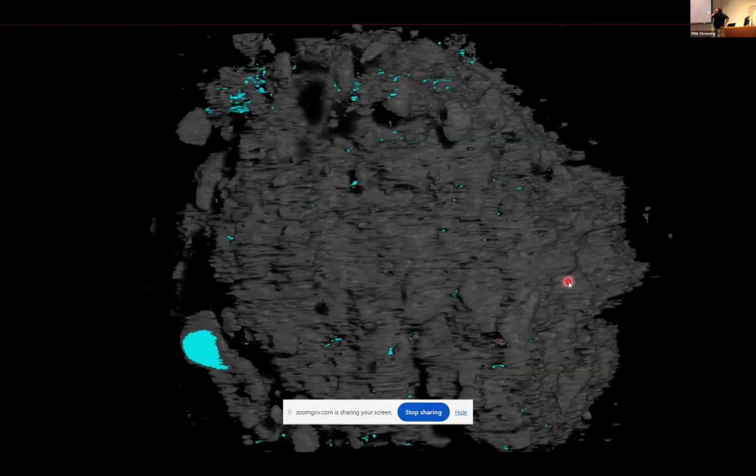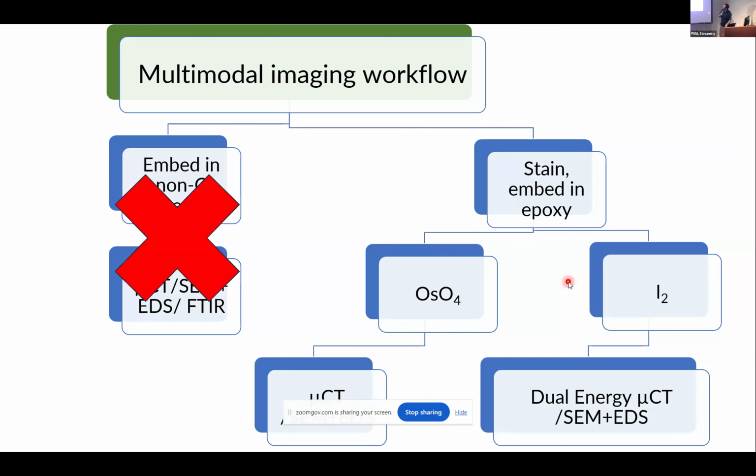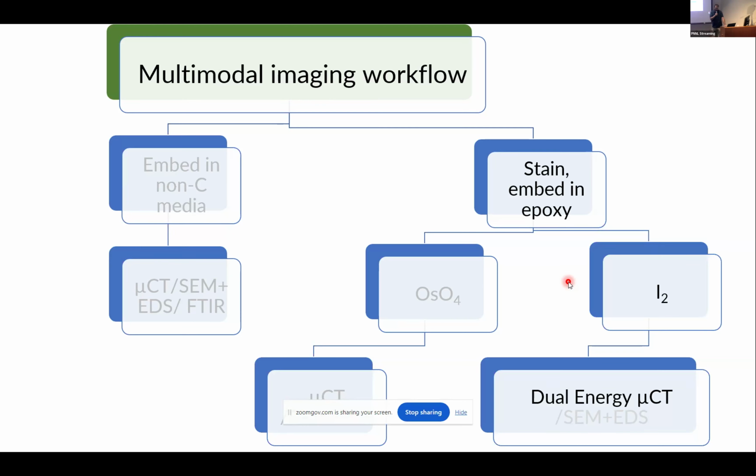I tried to train a neural network to segment it, and this is kind of what it looks like. This is the aggregate. It just looks like a ball of silicon with some pores inside, and inside there's some organic matter. My model said there was organic matter, but it looks terrible. So that just didn't work. So then we decided to try different stains so that we could do chemical imaging by XCT or do multimodal imaging using SEM EDS. I'm going to talk about our I2 staining first and dual energy micro CT work. And then I'm going to talk about our osmium staining and some of the micro CT and SEM EDS work that we're doing.